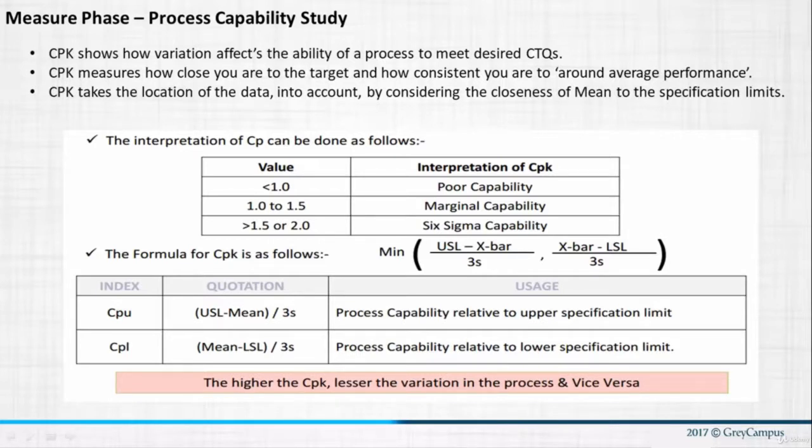With CPK, we have to calculate the CP upper and the CP lower separately in order to find out which one is the smaller value. You can also see on the table there the different values for good and bad CPK values.